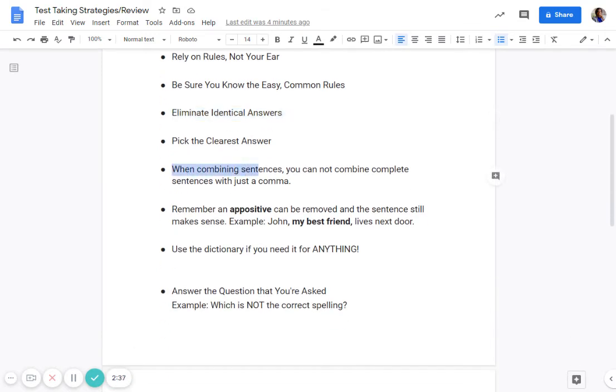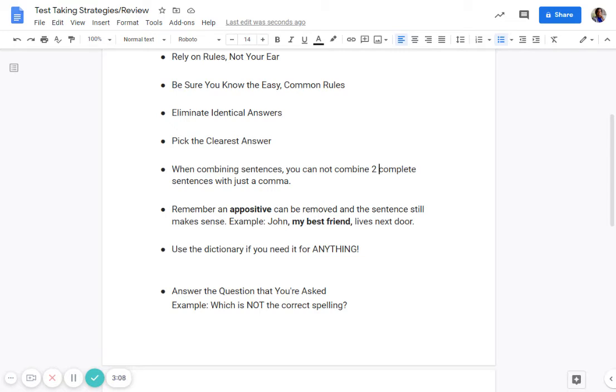When combining sentences, remember you cannot combine two complete sentences with just a comma. You have to somehow include, you may want to take out the subject. Maybe you're saying the subject too many times. Maybe the comma's in the wrong place and you need to remove a word and put the comma and then the fanboy. Make sure you're looking at that. But if it's two complete sentences, then it needs to remain two complete sentences. Okay?